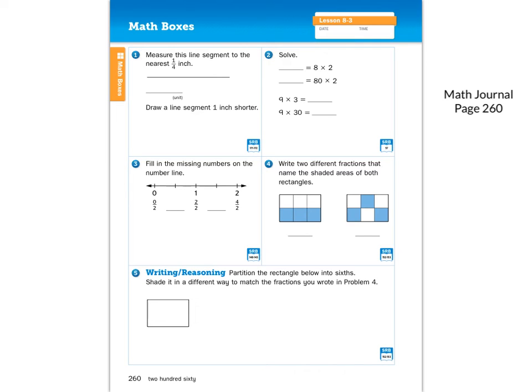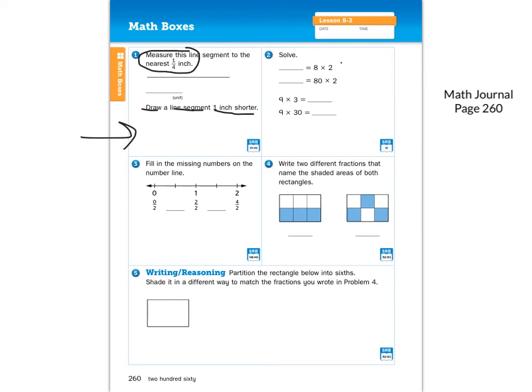And this is a math boxes page. I will walk you through the whole thing, and you are expected to do all the problems today. The first one talks about measuring the line segment to the nearest 1/4 inch. If you still have that ruler, you can use that, or you might have a ruler at your house. And then you have to draw a line segment that is 1 inch shorter than the segment above, and you would draw that in this space.